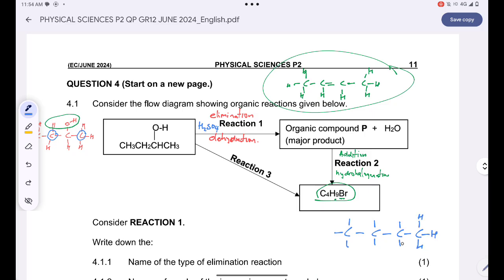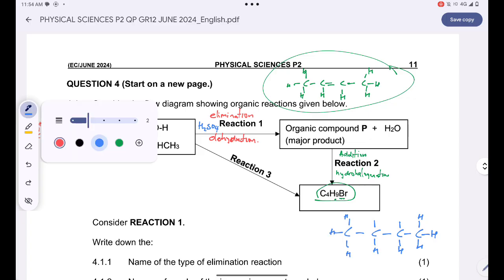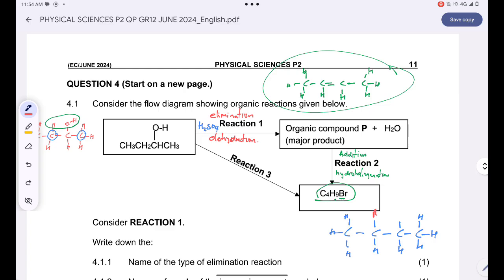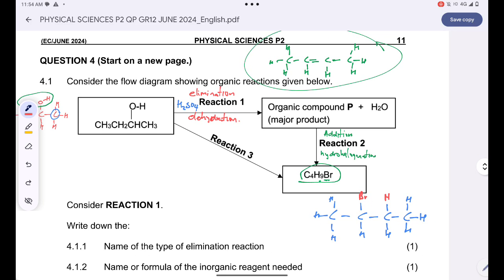So if we check there, guys, both carbon number 2 and carbon number 3 only have one hydrogen atom. So you can either have your bromine here or your bromine can be there. It wouldn't make any difference, because the IUPAC name will simply be the same. So the IUPAC name of our compound formed in reaction 2 is 2-bromobutane.